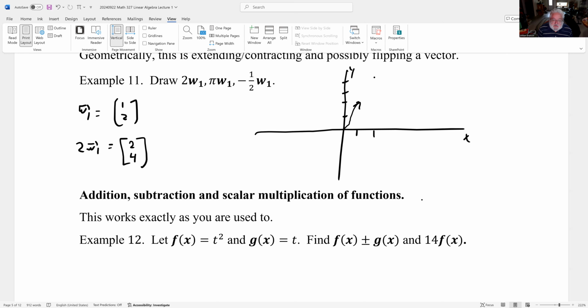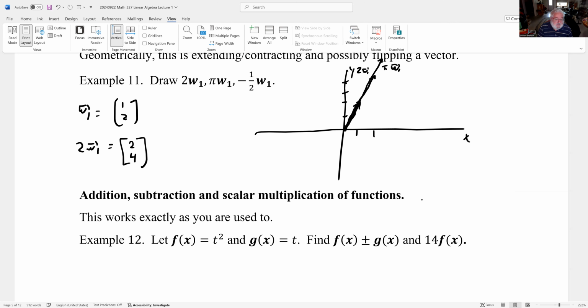And note that this line defined by this vector has a slope 2 divided by 1, right? Rise of 2, run of 1. So this point also, 4 over 2, that's a slope of 2, right? So this is a slope 2. 2W1 points in the same direction. It's just twice as long. Pi W1 would point in the same direction, but just be pi times as long.